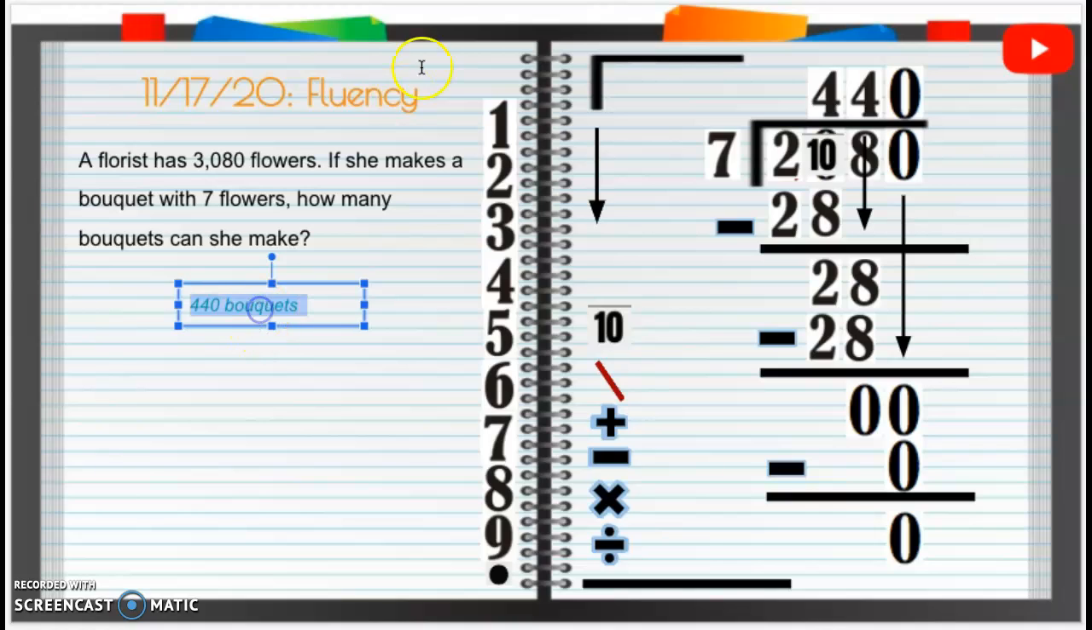B-O-U-Q-U-E-T-S. I know it's one of those funny words that's spelled weird. But she can make 440 bouquets. And that's it for our answer.